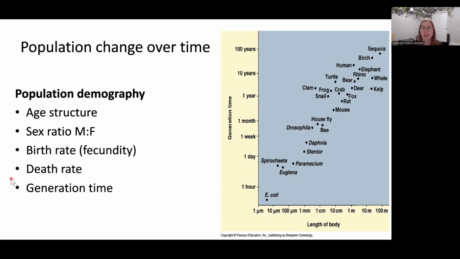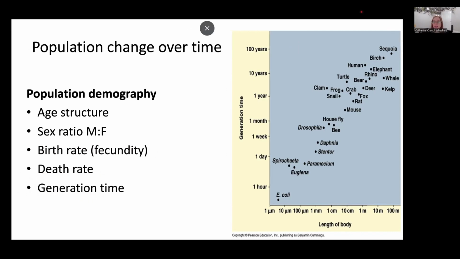We want to consider the death rate. Are we losing individuals quicker than we're really replacing them? And we also want to think about generation time. How quickly can you reproduce a new organism?